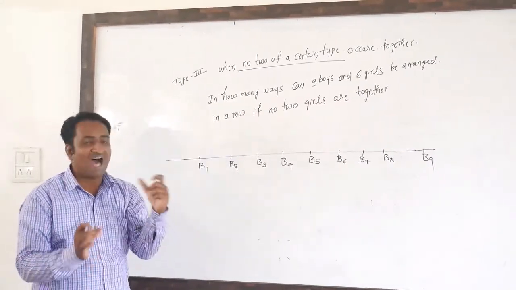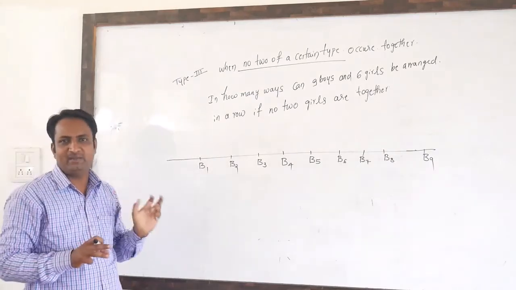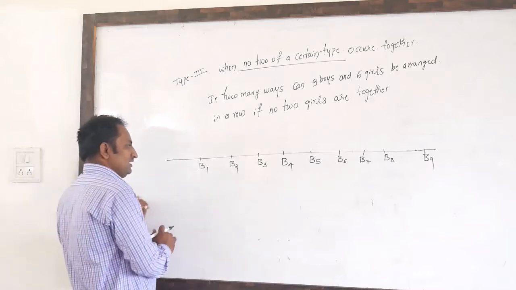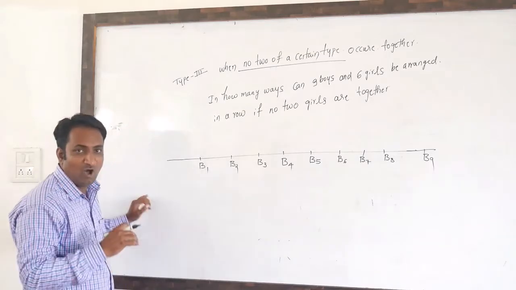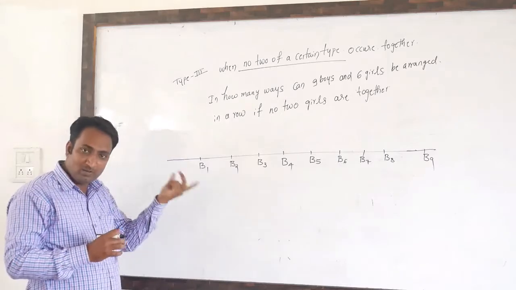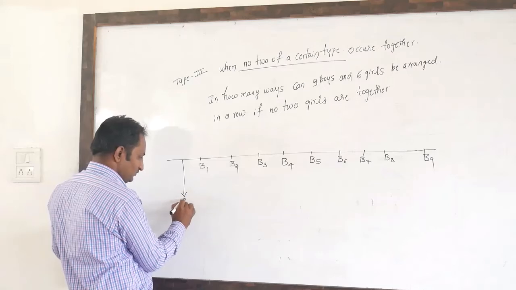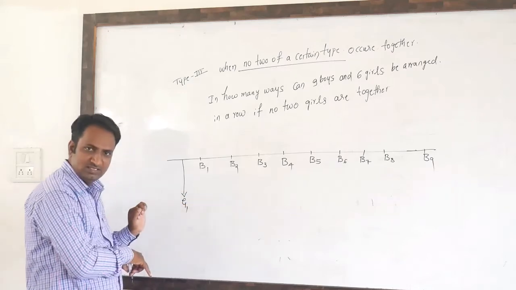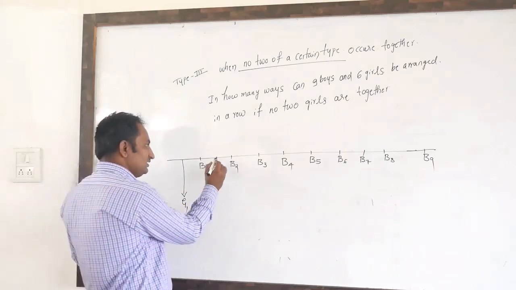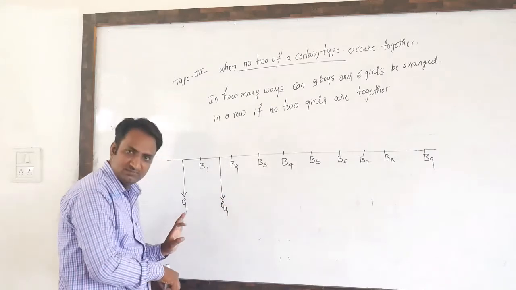no 2 girls are together, meaning two girls should not come at a time. That's why here possibilities are there. How many ways of substituting the girls in between boys? Here this is one place for substituting a girl, C1, one place. Here this is also one way for substituting girls.